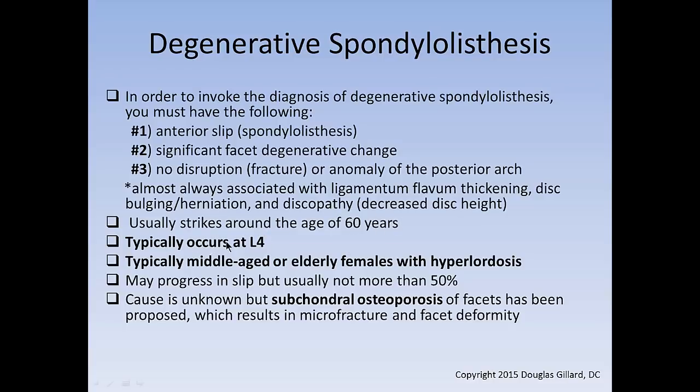Unlike spondylolysis, the isthmic type, this one occurs more frequently at L4, and especially likes middle-aged females with hyperlordotic lumbar curves. Typically, and I don't say never, it will not slip more than 50%.